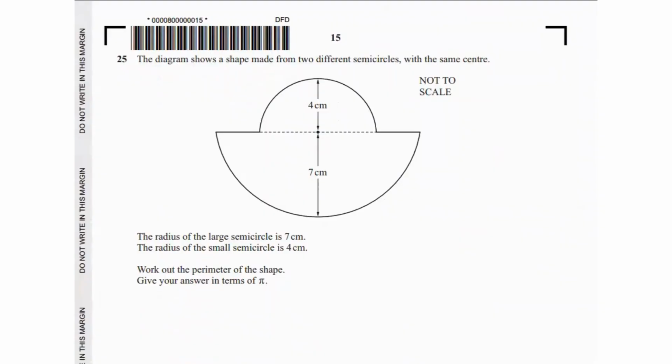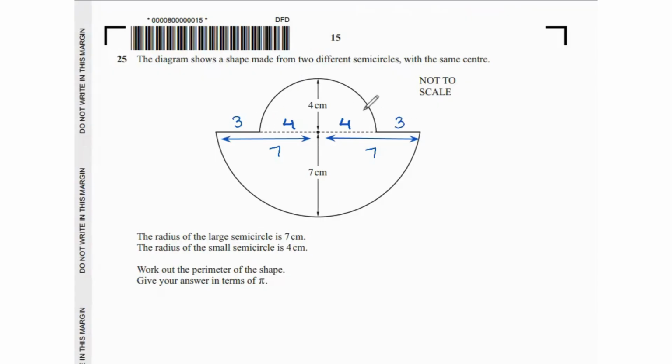Then the diagram shows a shape made from two different semicircles with the same center. The radius of the large semicircle is 7 centimeters, and the radius of the small semicircle is 4 centimeters. We have to work out the perimeter of the shape. So if the radius is 4, that means this is 4 and this is also 4. And for the large semicircle, this entire length is 7 and 7, which means the outside part is going to be 3.